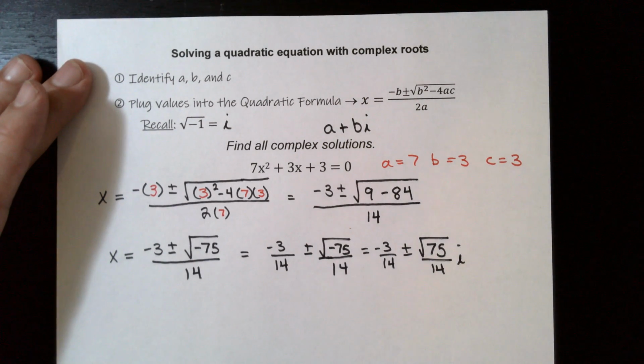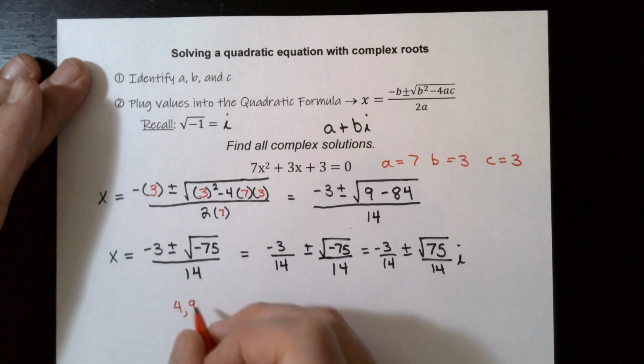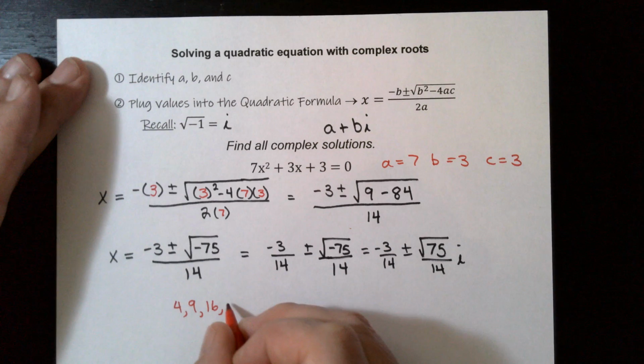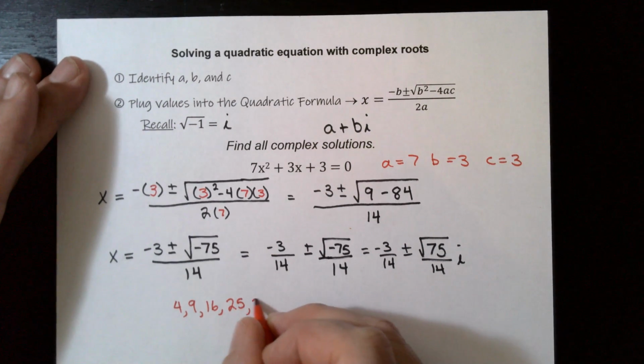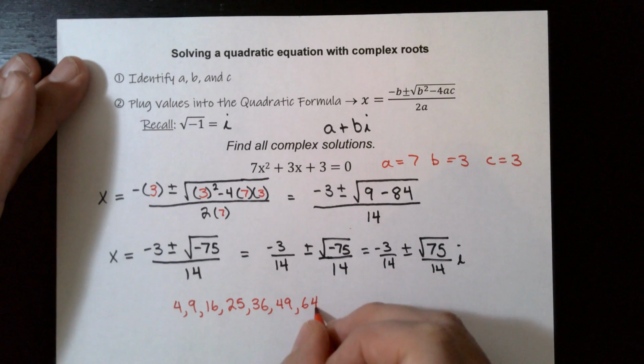Now one more thing I need to do is take care of this 75. I need to reduce it. Remember that in order to reduce square roots, you need to use square numbers. Let me write these down. 2 squared is 4. 3 squared is 9. 4 squared is 16. 5 squared is 25. 6 squared is 36. 7 squared is 49. 8 squared is 64. And you could keep going.